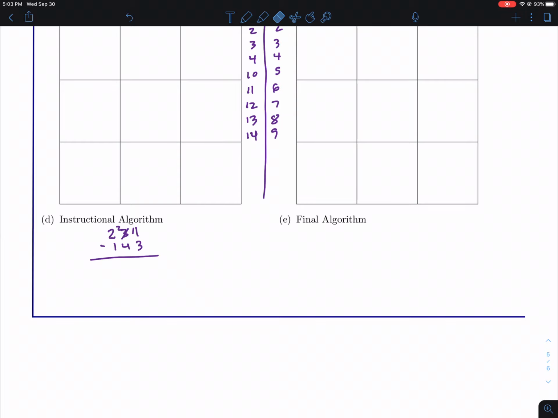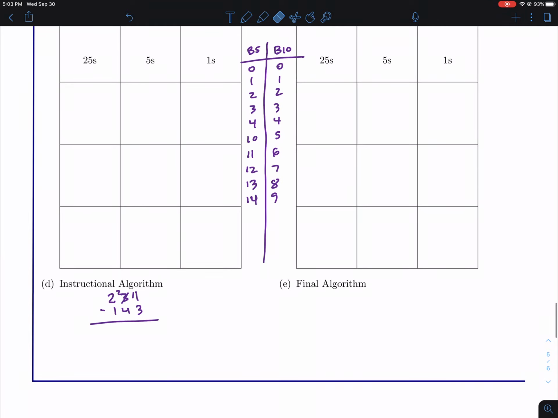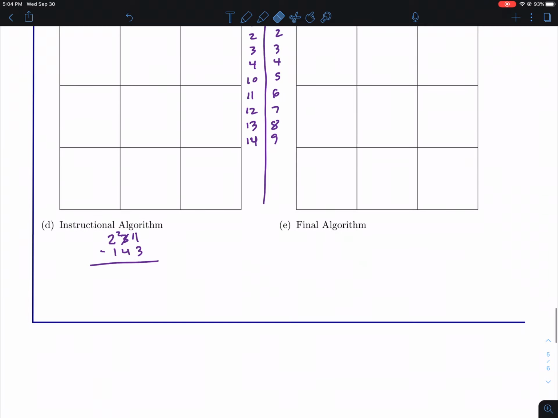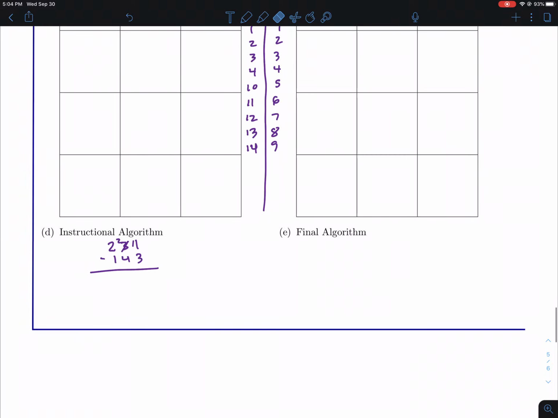Would that work? 11 minus 3. Would it work? I guess it could work. I'm trying to think. Well, because then you'd be subtracting base 5. And I guess the question is, do you want to subtract base 5 or do you want to subtract base 10? I'm assuming you want to subtract base 10, because that would be easier in this case. Yeah, so we want to subtract base 10. So what we're going to do, whoops, I keep hitting the wrong thing.